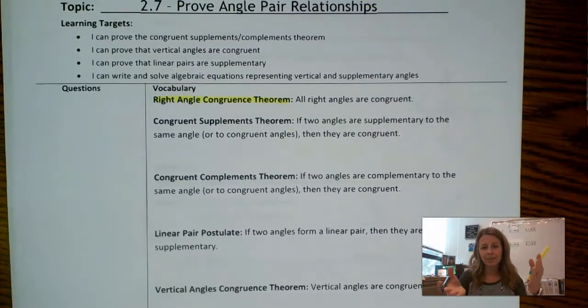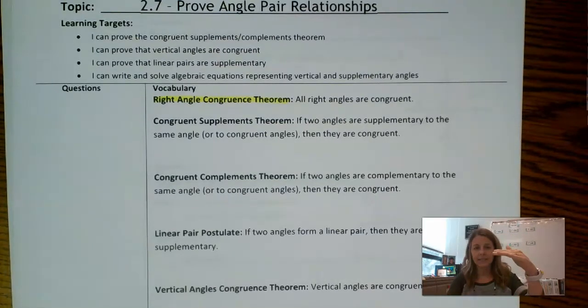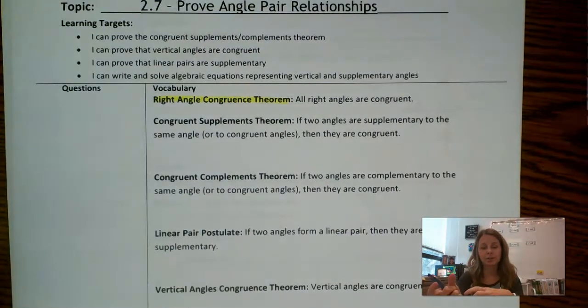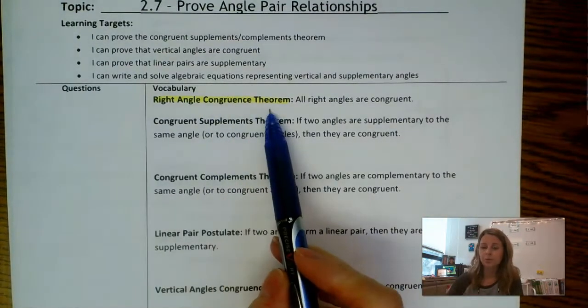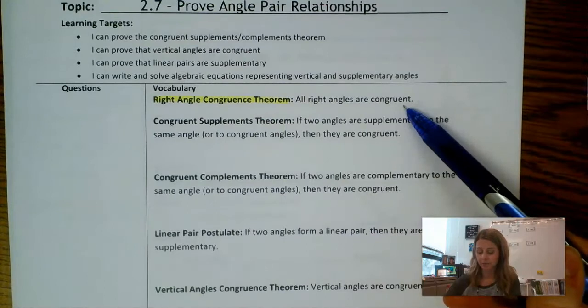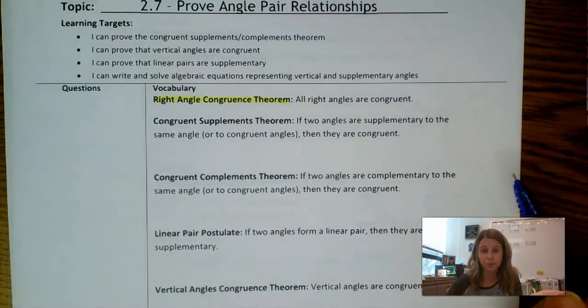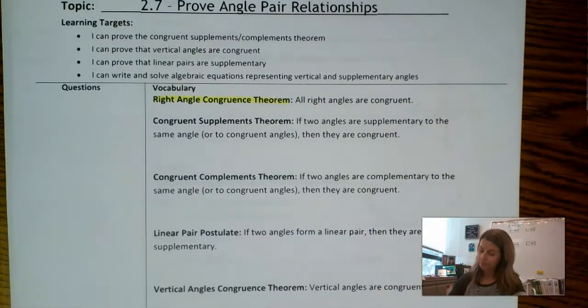So without this theorem, we would have to go through the process in a proof of saying that a right angle is 90, your second right angle is 90, the two 90s are equal by substitution, and then you would have to turn around and say, okay, those two right angles are congruent. So this theorem allows you, if you know you have a right angle and you're trying to show them congruent, you can go straight to that reasoning.